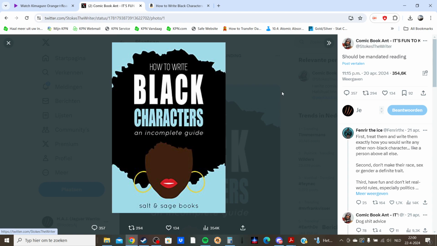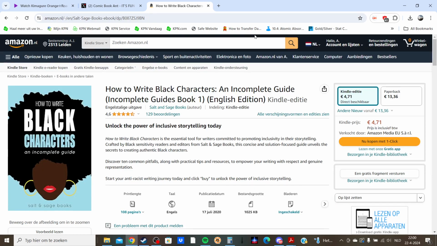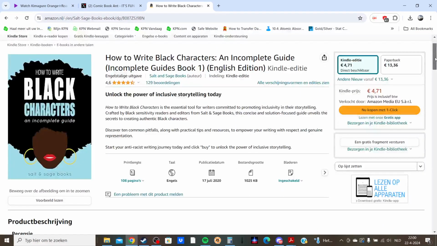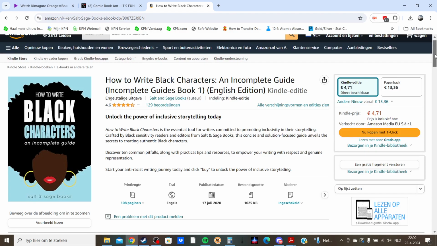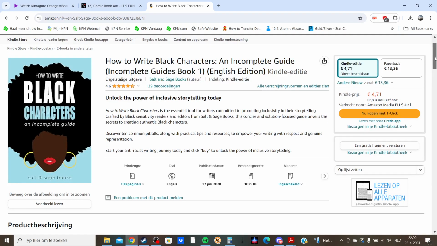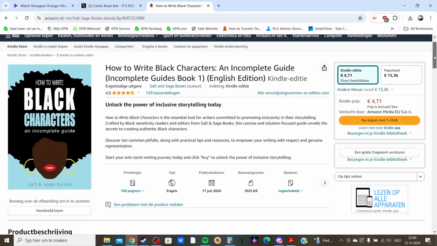Because now I'm going to the research part that I did on my behalf. I go to Amazon. Yes, that's my real name, or at least the first two letters. How to Write Black Characters, an Incomplete Guide, Incomplete Guides Book 1, English edition, Kindle. So we're already starting on a high note. Unlock the power of inclusive storytelling today. How to Write Black Characters is an essential tool for writers committed to promoting inclusivity in storytelling, aka stereotypes. Crafted by black sensitivity readers, there you go, and editors from Salt and Sage books, this concise and solution-focused guide unveils the secrets to creating authentic black characters.